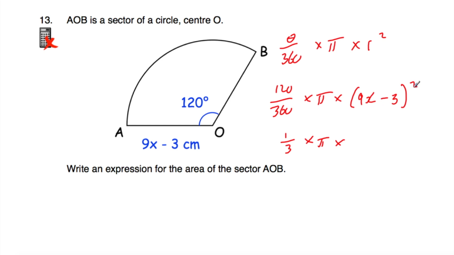Now, whenever we're squaring a bracket, we multiply it by itself. So I'm going to write 9x minus 3, and then in brackets 9x minus 3, because I'm multiplying the bracket by itself. Okay, so what I'm now going to do is expand these brackets. I'm going to go down here. So I've got a third, multiplied by pi, multiplied by, and let's expand the brackets and see what we get.